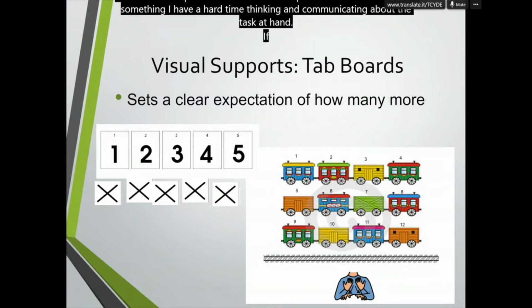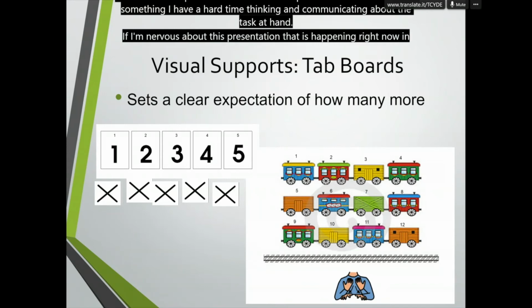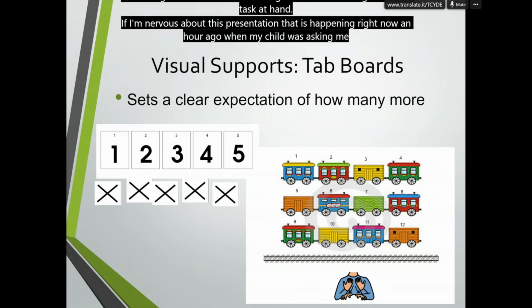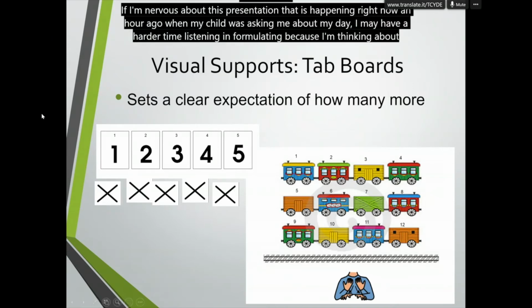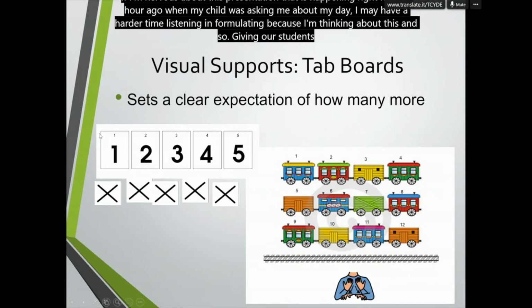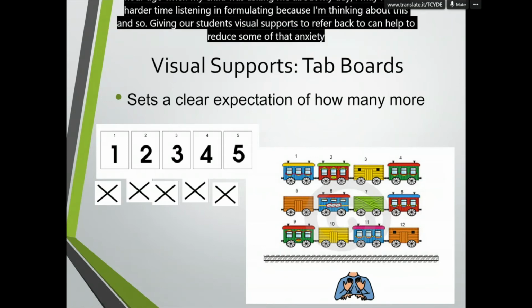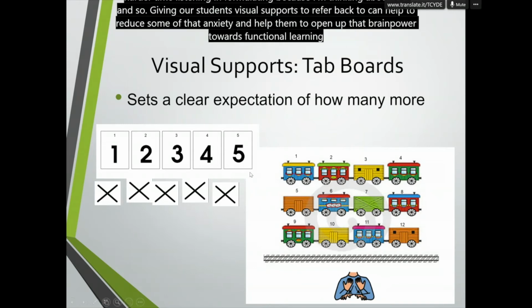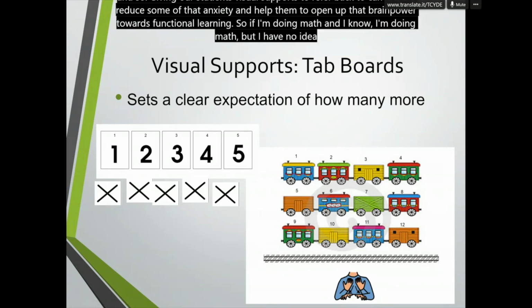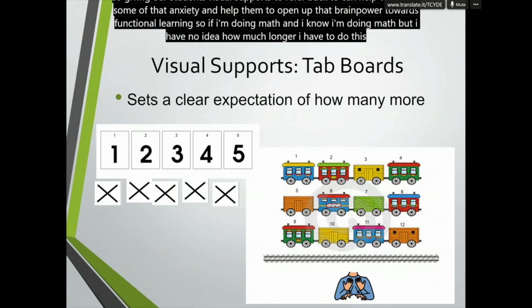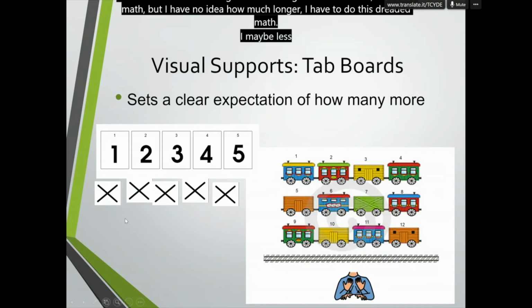If I'm nervous about this presentation that is happening right now, an hour ago when my child was asking me about my day, I may have a harder time listening and formulating because I'm thinking about this. And so giving our students visual supports to refer back to can help to reduce some of that anxiety and help them to open up that brain power towards functional learning. So if I'm doing math, and I know I'm doing math, but I have no idea how much longer I have to do this dreaded math, I may be less willing than if I know I just have 5 left.